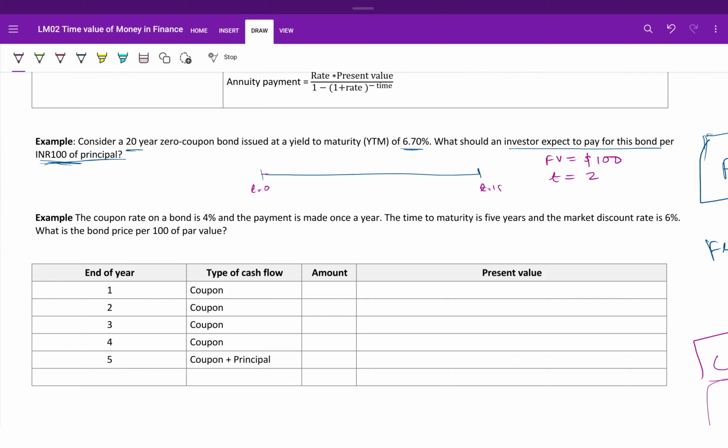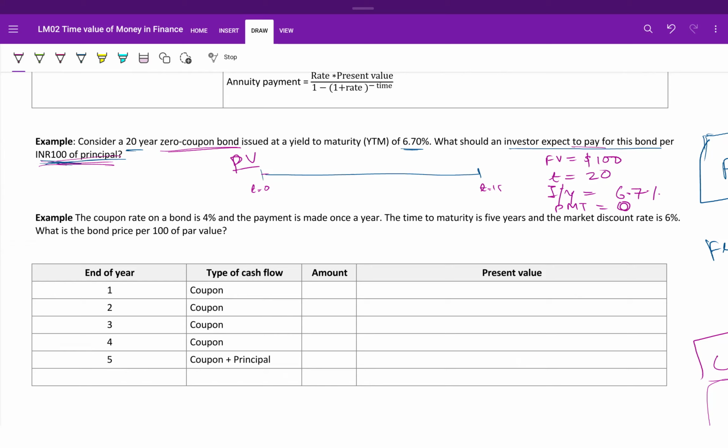The yield to maturity, which is the YTM or the I/Y function, I/Y is 6.7%. And this is a zero coupon bond, so PMT is going to be zero. What we need to do is calculate the present value here. Understand the question first. What would an investor expect to pay for this bond here? So they are asking the question, "Hey, today, what would an investor be willing to pay?"